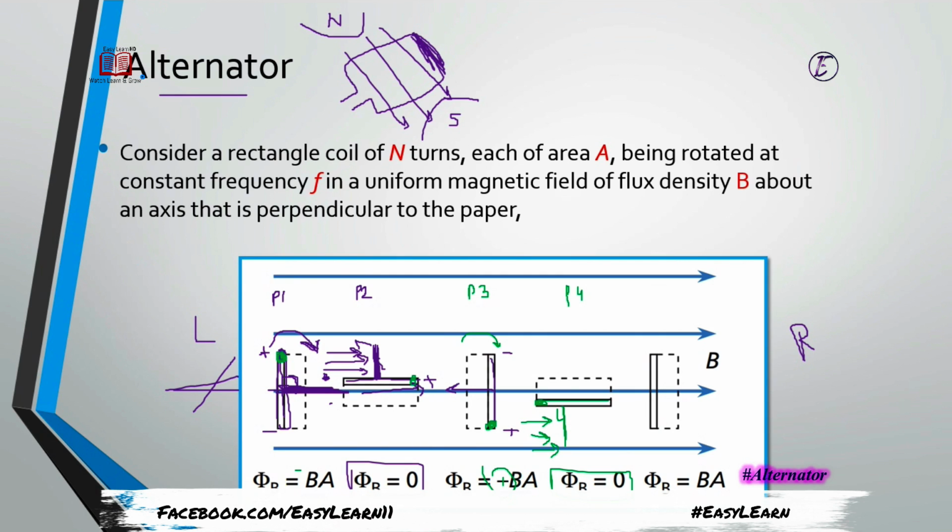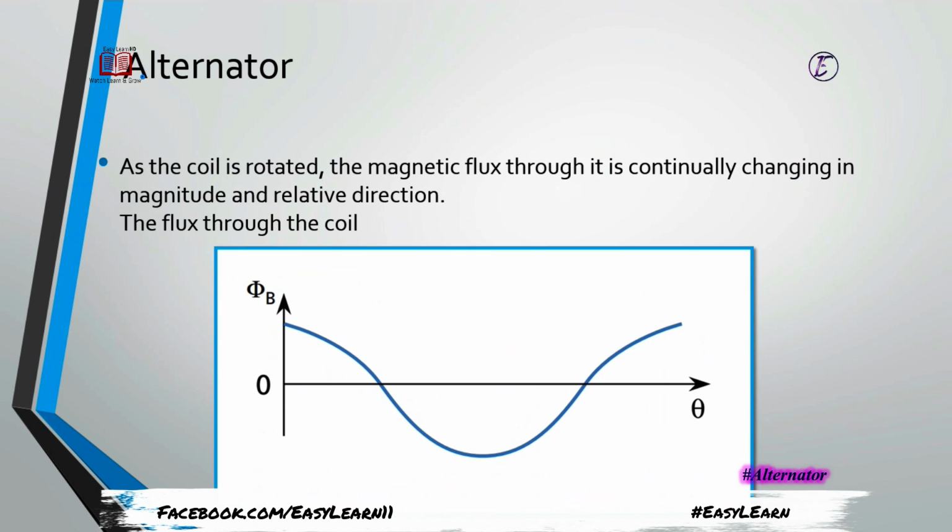Again we can also mention the negative here because of the opposite direction to case 2, but of course it doesn't make any sense because it's already 0. And finally it completes its cycle in position 5. It just comes back to its original position, and the magnetic flux is simply BA.